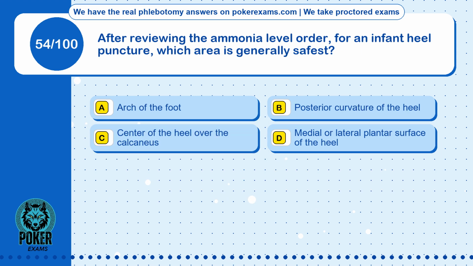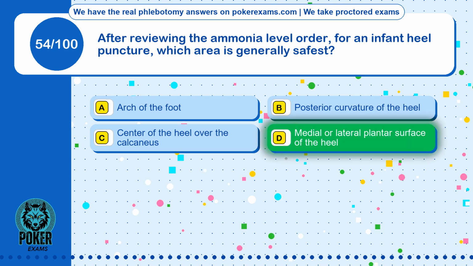Question 54. After reviewing the ammonia level order, for an infant heel puncture, which area is generally safest? Option A. Arch of the foot. Option B. Posterior curvature of the heel. Option C. Center of the heel over the calcaneus. Option D. Medial or lateral plantar surface of the heel.